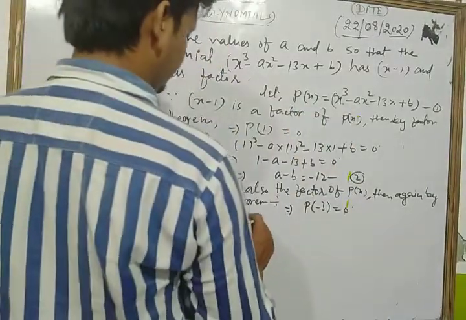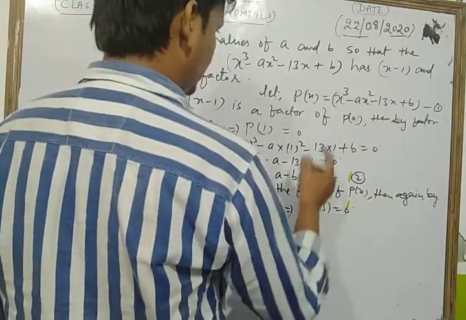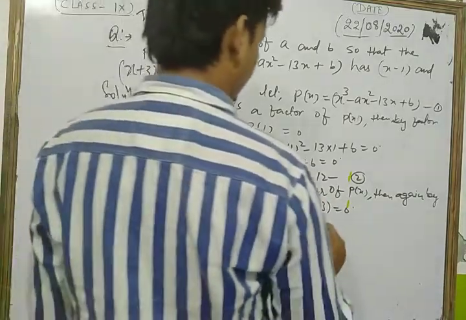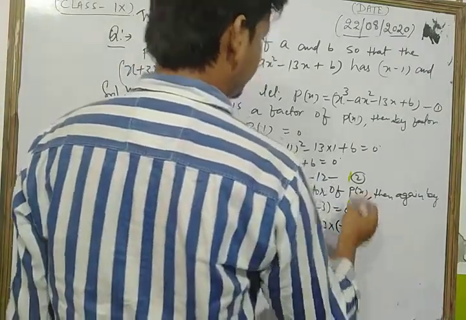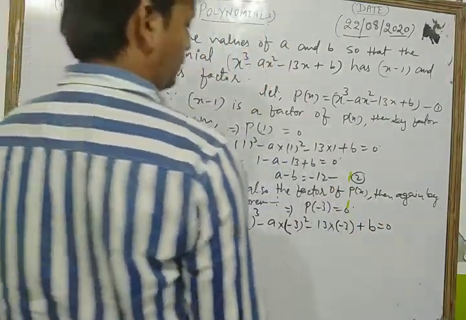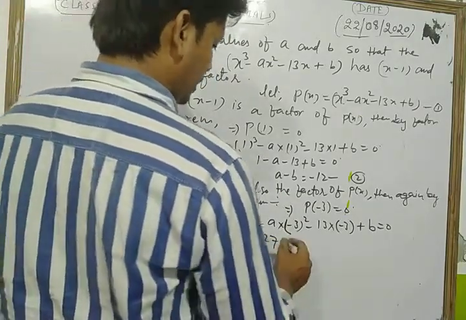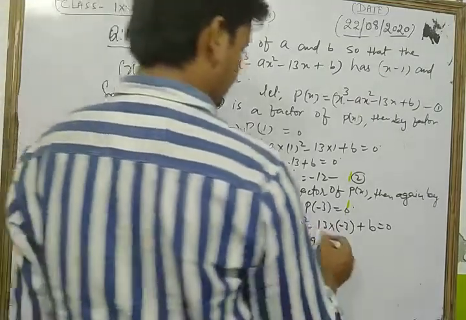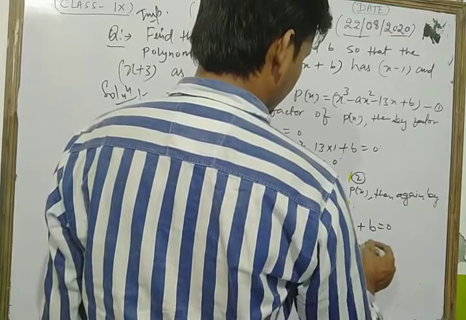We get minus 3 cube minus a into x square, x means minus 3 square, minus 13 into x, which is minus 3, plus b is equal to 0. Now we solve this condition. 3 3s are 9, 3 9s are 27, so we write minus 27. Minus a into minus 3 square plus, so 3 3s are plus 9, minus, plus 13 3s are 39 plus b is equal to 0.